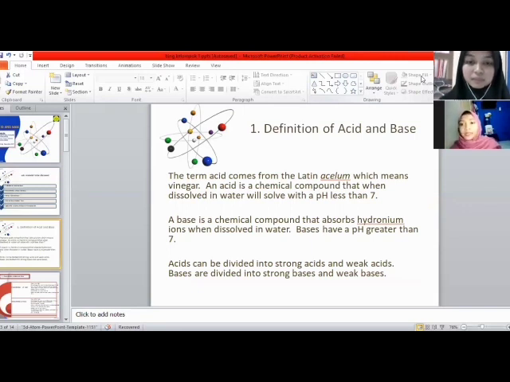Acid can be divided into strong acid and weak acid. Bases are divided into strong base and weak base. Next.